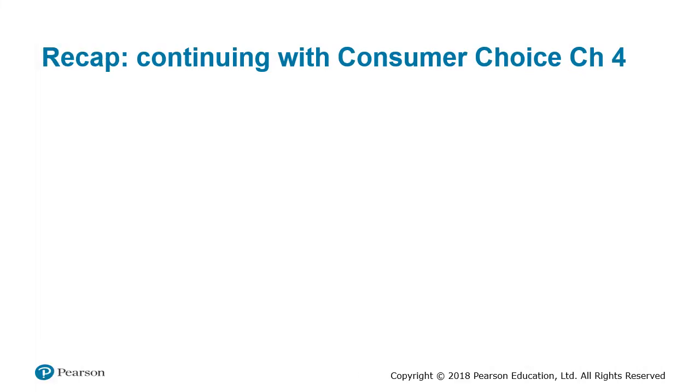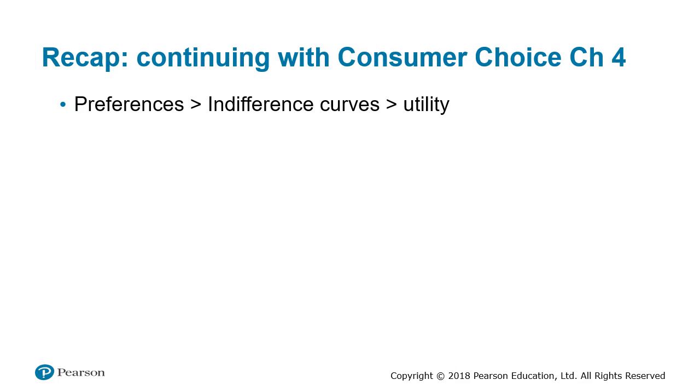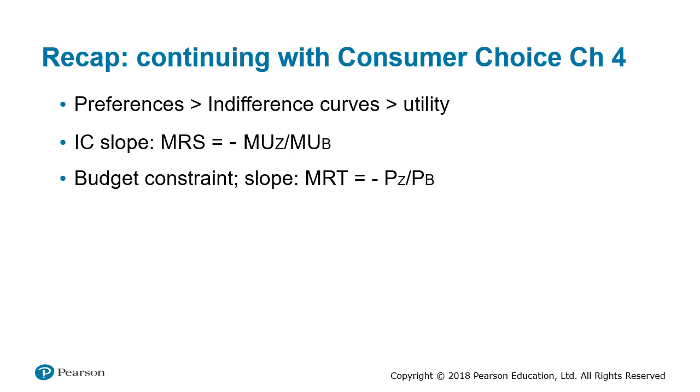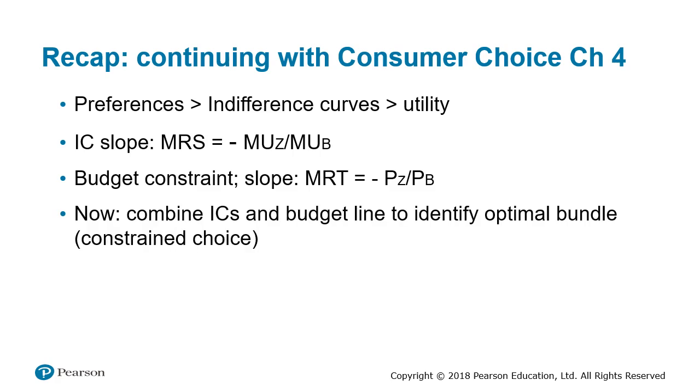So for a quick recap, so far we've looked at preferences, we've developed indifference curves and spoken about utility. The indifference curve slope we saw was the marginal rate of substitution, and that turned out to be the negative of the ratio of the marginal utilities of the two goods. We also looked at the consumer's budget constraint, the slope of which was the marginal rate of transformation, or the negative of the ratio of the prices of the two goods.